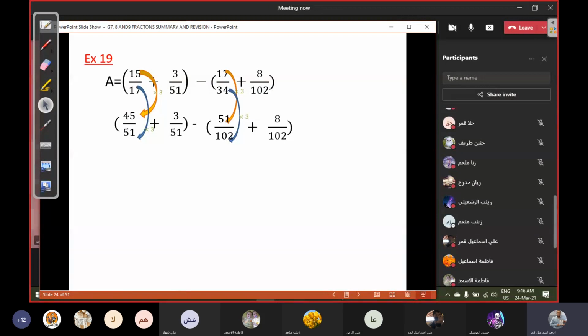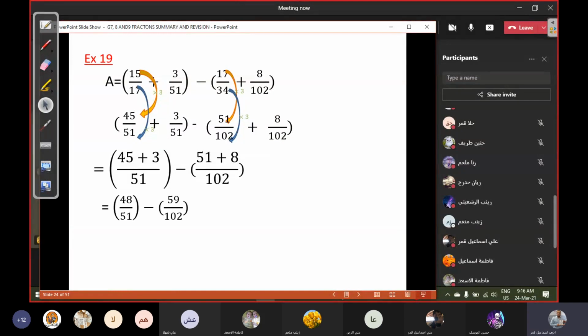Now, according to the order of operations, we start inside the parentheses. In the first parenthesis we reduce to a common denominator, and in the second one we reduce to a common denominator. So we can add in the first parenthesis and we can add in the second parenthesis. Then we get 48 over 51 minus 59 over 102.